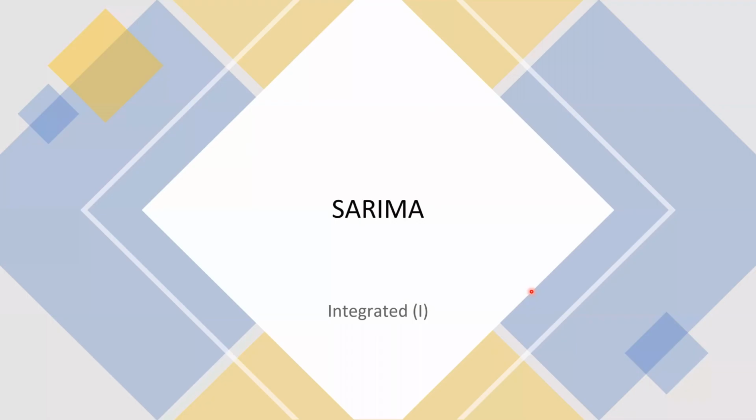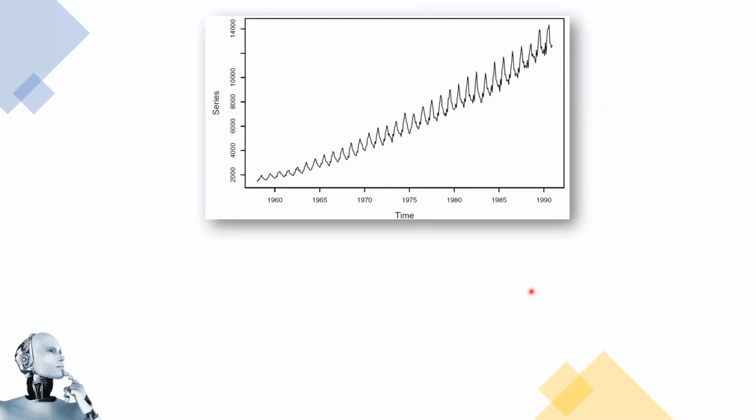The next part that we're going to talk about is the integrated, the I part. This is an introduction, usually for the ARIMA part, where forecasting works better when your time series is stationary. What does stationary mean? It means that you don't have any trend, or all your variations should be around a constant number. This is an example of a time series that actually has a trend. It's increasing over time, so it's called a non-stationary time series.